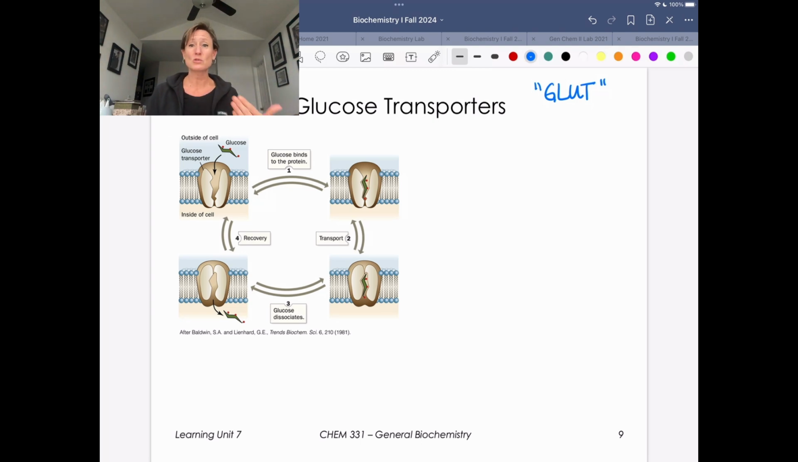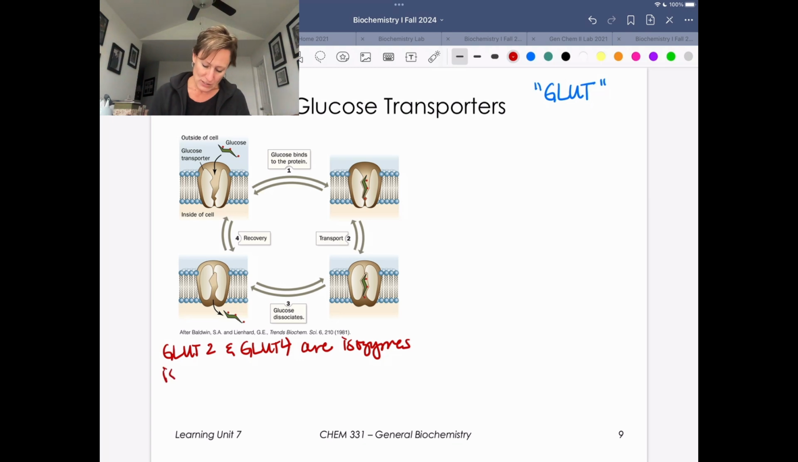Remember, isoforms or isozymes are proteins or enzymes that are found either in different locations or are differentially regulated. Let's write that down here, because we're going to see GLUT2 and GLUT4 transporters, and they're what we refer to as isozymes or isoforms. So this slide is going to talk to us about GLUT2 and GLUT4.